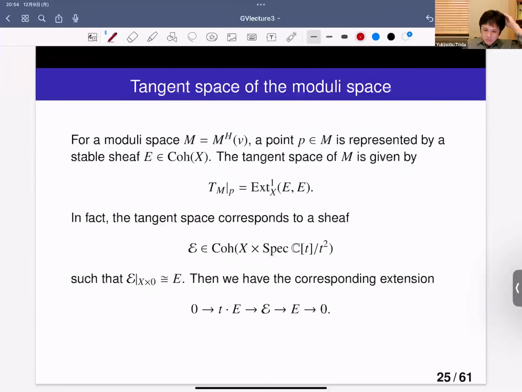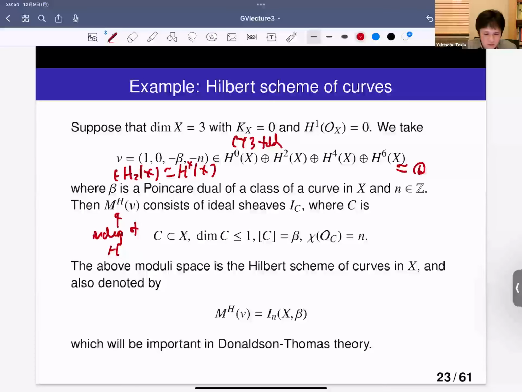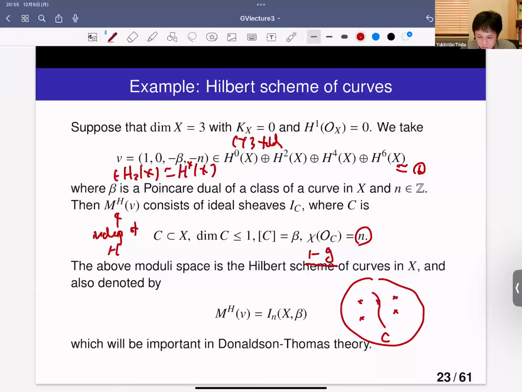So then again, this one, yes, there is some factor about the genus. So chi of O_C is, for example, if C is a smooth curve, then this is 1 minus g. So the information of n is something similar to the genus of the curve. But here, there are some more data which is involved. So if there's C, and there might be some point over here.